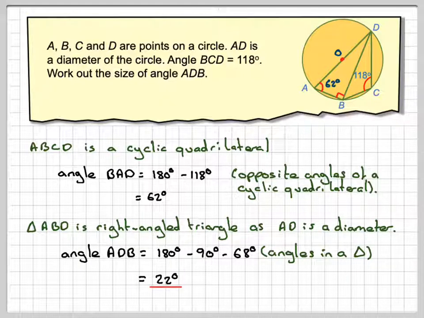So this has been a video to show you how to use two theorems. In a cyclic quadrilateral, the opposite angles add up to 180, and the angle in a semicircle is 90 degrees.